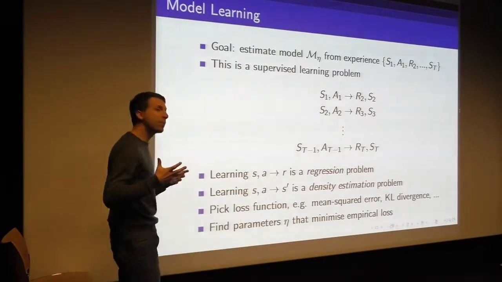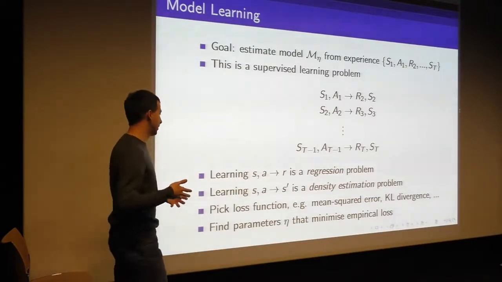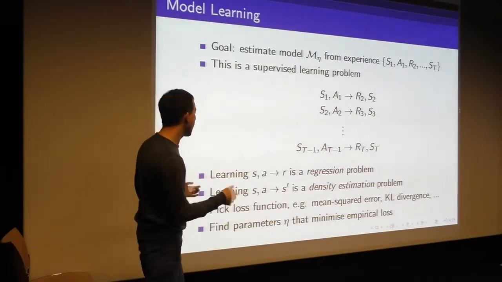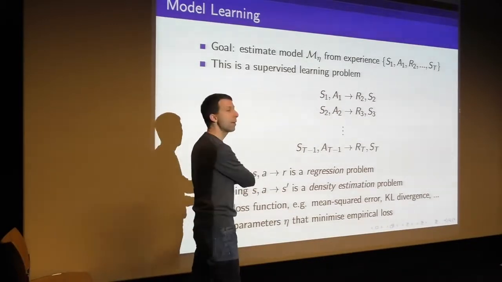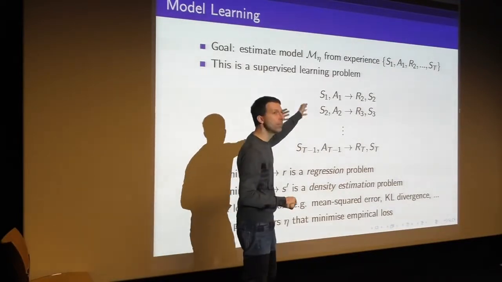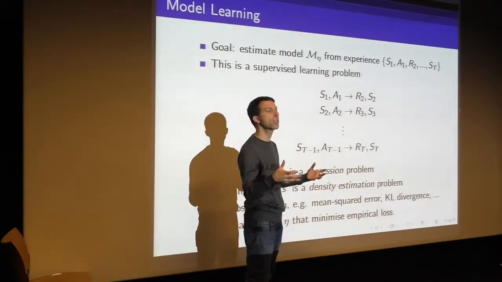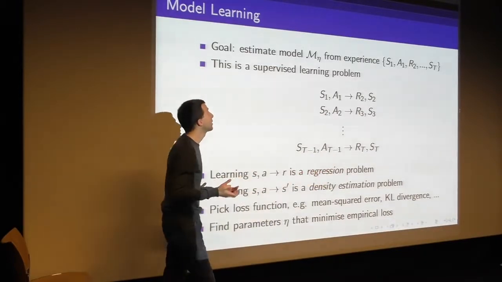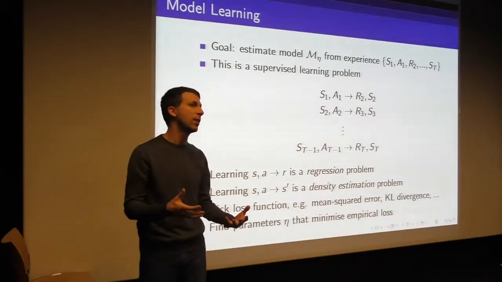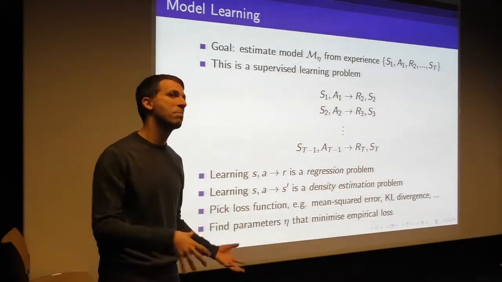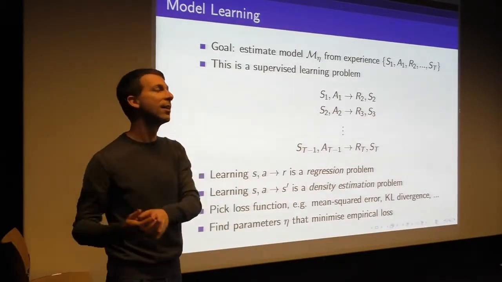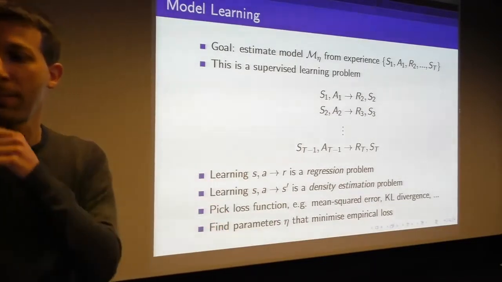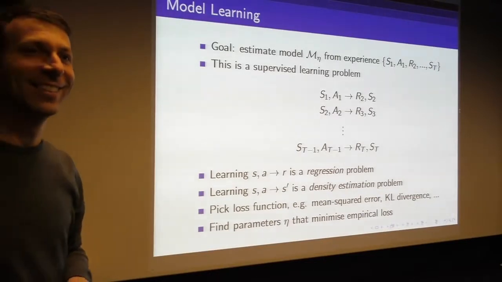I'm not really going to go into the details of how to do this, except for one simple case. Really the idea is just to find the parameters that minimize our empirical loss. We see all of these examples, and we want our loss to be as small as possible across the examples that we've seen so far. So that's how to do model learning in a nutshell. Everything that you've ever seen in supervised learning can be applied here. Really that's all I'm going to say about it, except for this question.